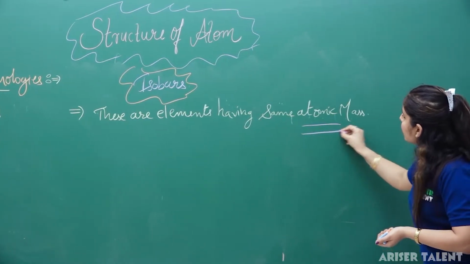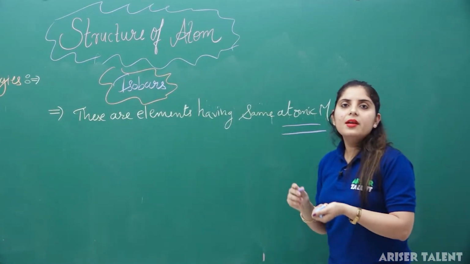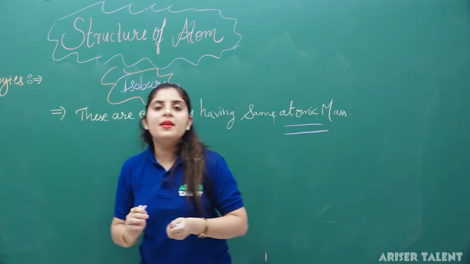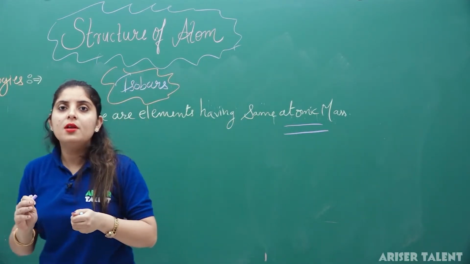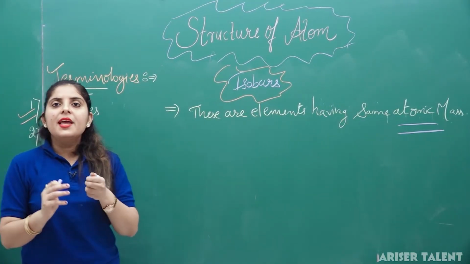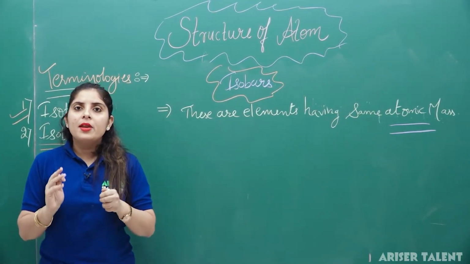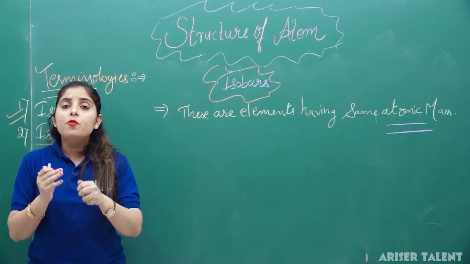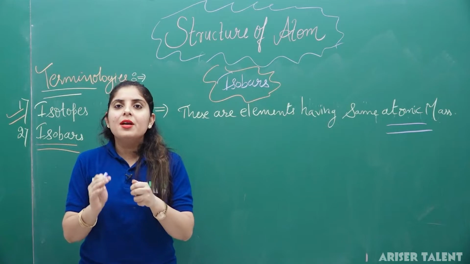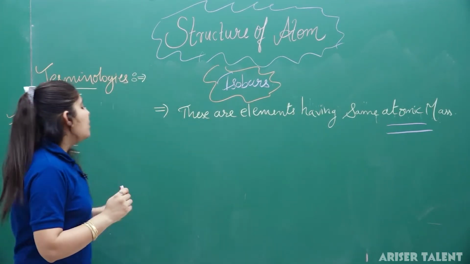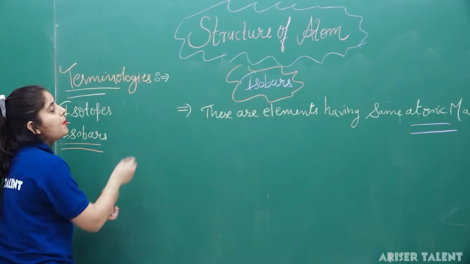Elements with the same atomic mass can be considered in the category of isobars. In the category of isobars, we have an example of carbon and nitrogen. We know that the atomic number for carbon is 6, but it can occur in two isotopic forms, that is carbon 12 and carbon 14, and nitrogen has a mass of 14 with an atomic number of 7. So now we will discuss the example for isobars.